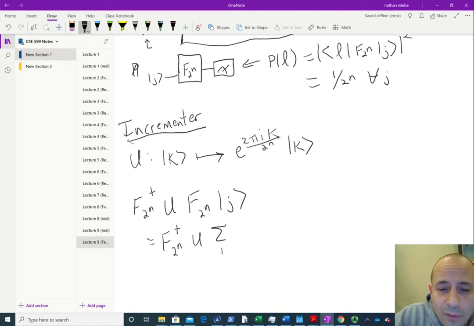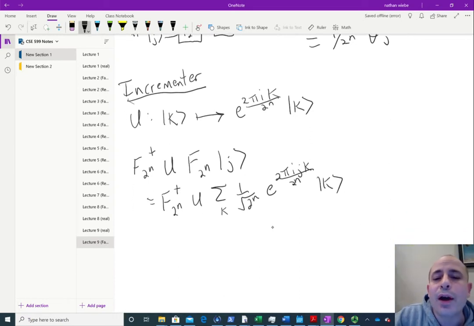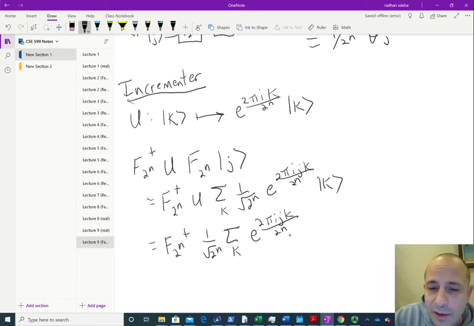at the sum of k, 1 over root 2 to the n, e to the 2 pi i j k over 2 to the n, k. All right, great. Now, by using linearity, we can act with U on this. So this is equal to F 2 to the n dagger, 1 over root 2 to the n, sum over k, e to the 2 pi i j k divided by 2 to the n. Now I'm going to use the definition of U in order to get e to the 2 pi i k divided by 2 to the n, acting on k.